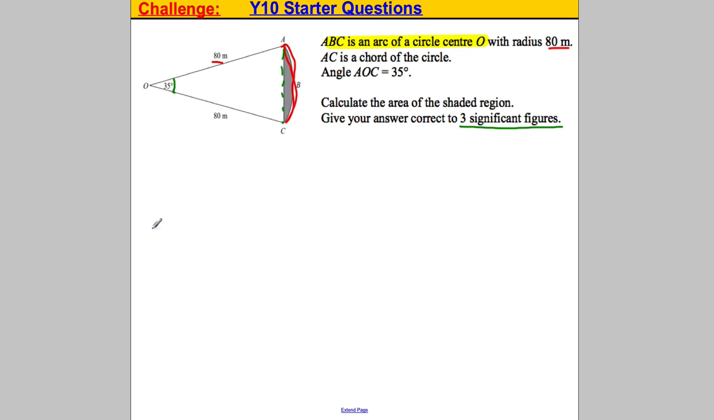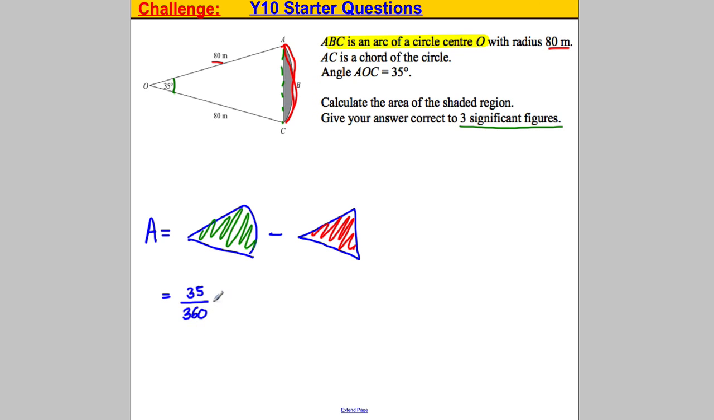Well, we've done these ones before, so how would you work out the shaded area? Well, this area would obviously be the area of the whole sector. If we could work out the area of the whole sector, and what would we subtract? Well, we'd subtract the area of that triangle there, because that would just surely leave me with the outside length. So how do we work out the area of the sector? Well, how much of the circle we've got? We've got 35 out of 360 degrees multiplied by pi r squared. Pi multiplied by 80 squared. Simple as that. That's that area.